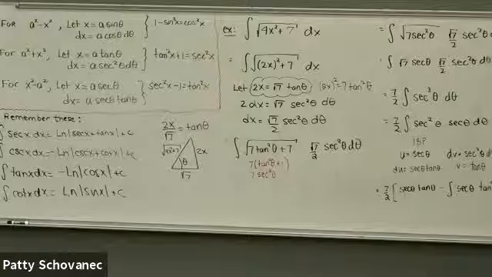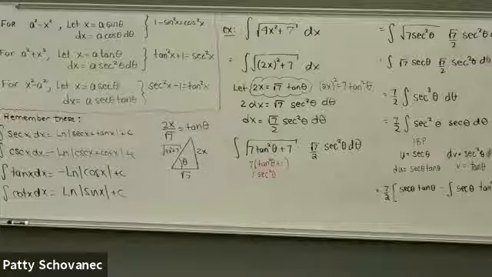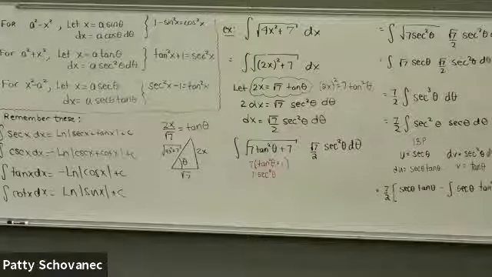Secant was hypotenuse. Tangent is 2x over the square root of 7. And then the natural log of the secant plus the tangent. All of that divided by 2. And back on the plus C.